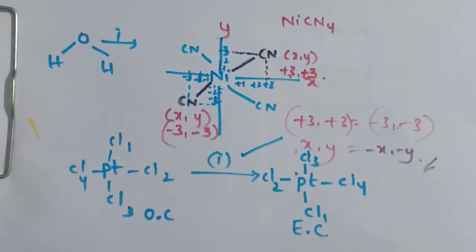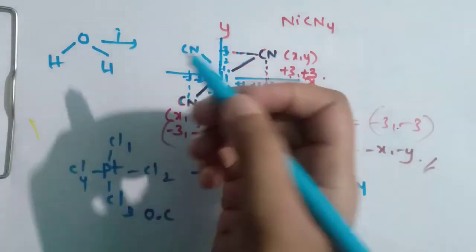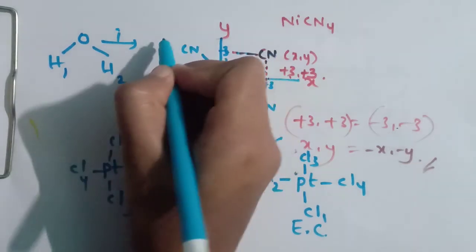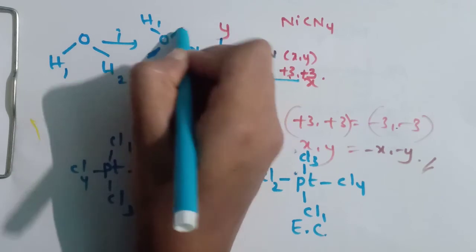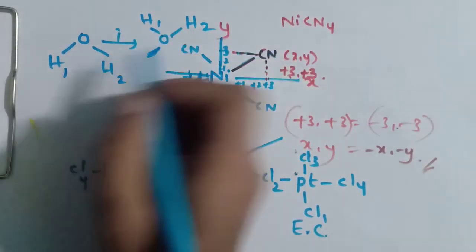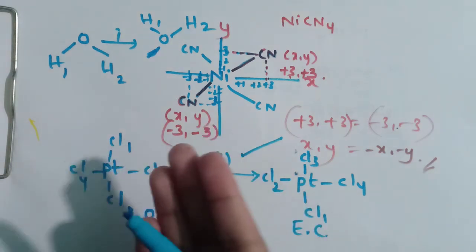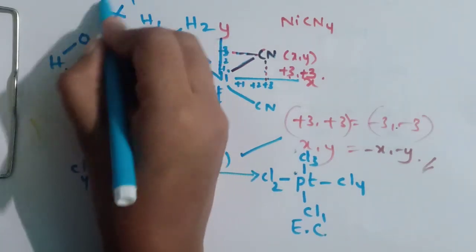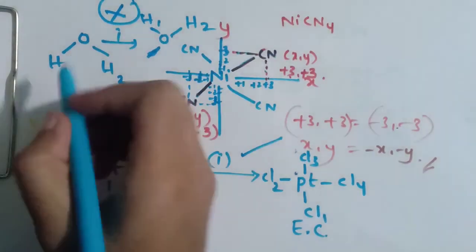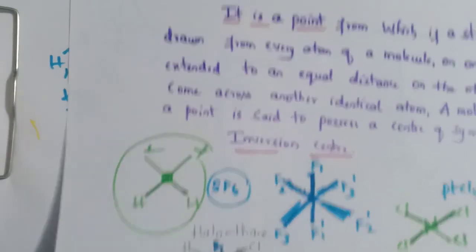And let's consider this H2O. After the inversion, these two which are on the bottom will go to the upper side. Let's name them H1 and H2. So these two are not identical, it is not an equivalent configuration. It is not the same as the original one. So there is no inversion in this H2O, and there is no center of symmetry. See here, in the H2O there is no center of symmetry.